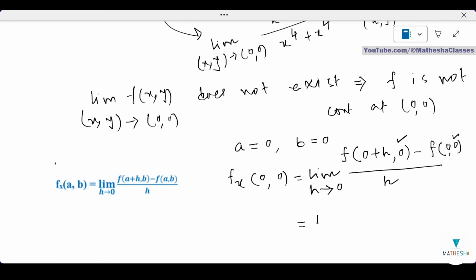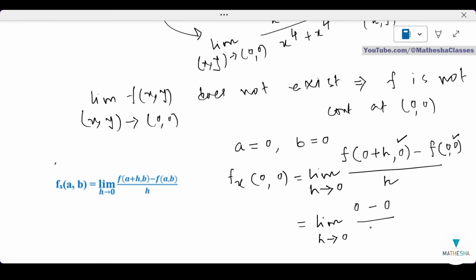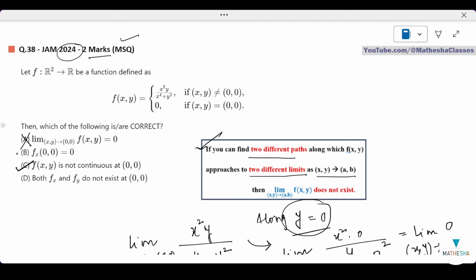So this is actually limit h tends to 0, f of h, 0 minus f of 0, 0, which is 0, by h. So this is 0. So fx at 0, 0 is 0. So this option is correct.